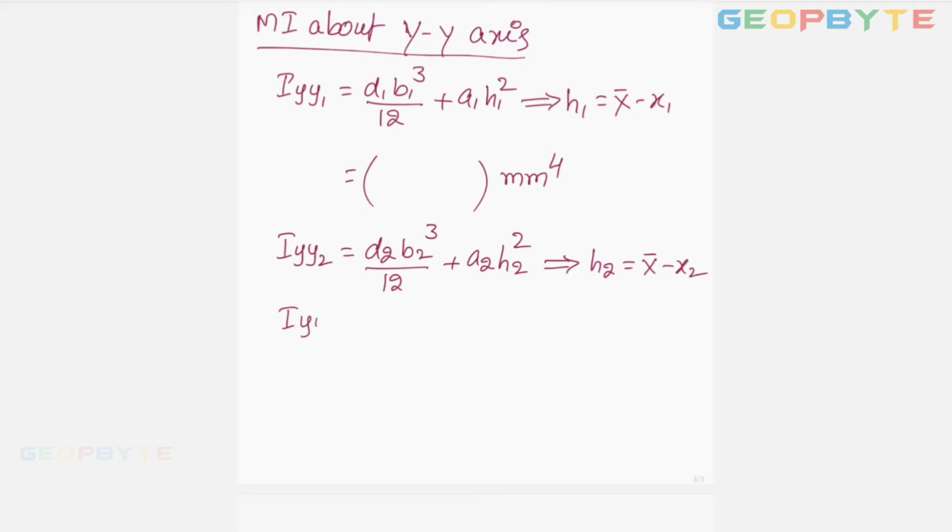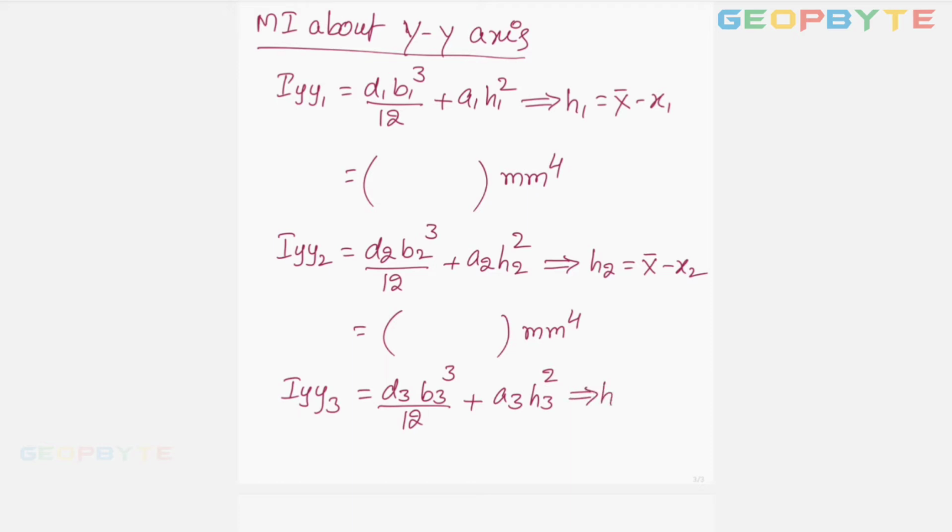Similarly, Iy3, find the value and write here in mm power 4. Iy3 equal to d3 b3 cube by 12 plus a3 h3 square. Here h3 equal to x bar minus x3. You substitute all values for getting Iy3 in mm power 4.